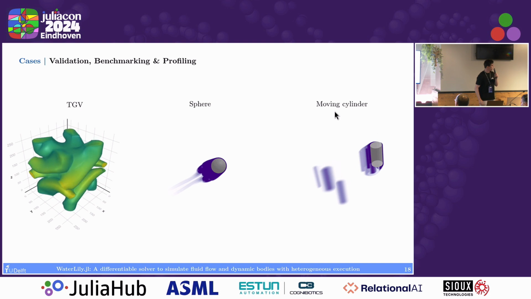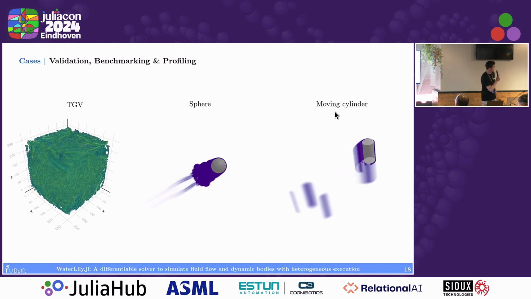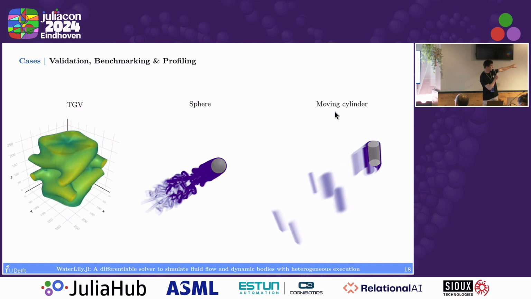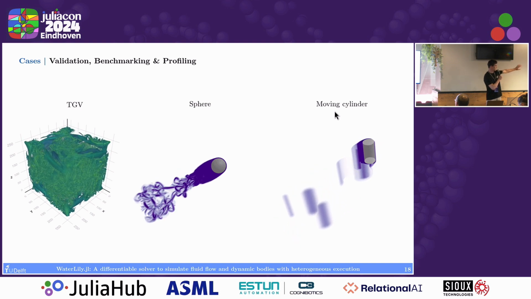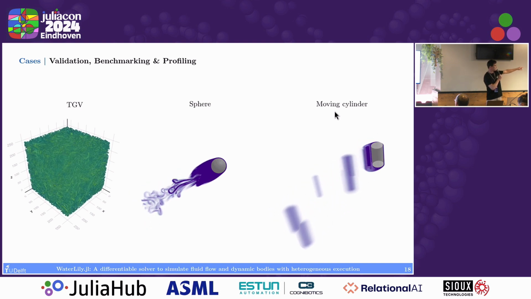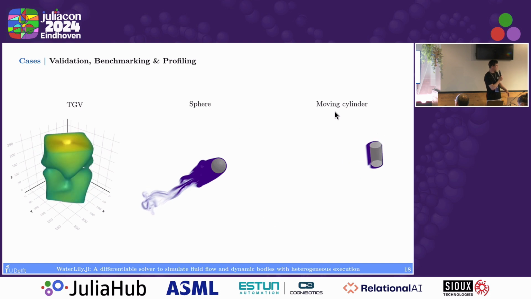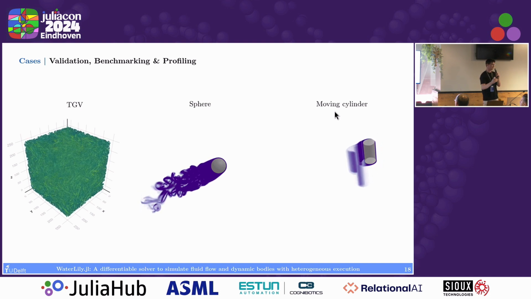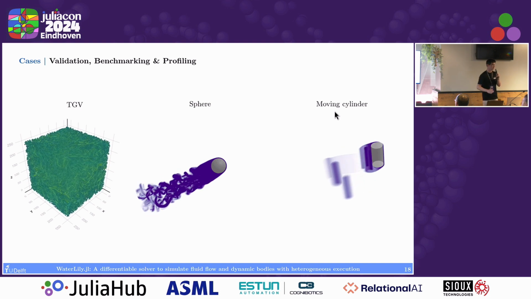So let's look at some different test cases. We will be looking at validation, benchmarking, and profiling. Again, we'll be looking at the Taylor-Green vortex, as I've presented before, but also the sphere and a moving cylinder. And we will be seeing how the solver does on these different cases with increasing complexity, from no body to a moving body in the flow.